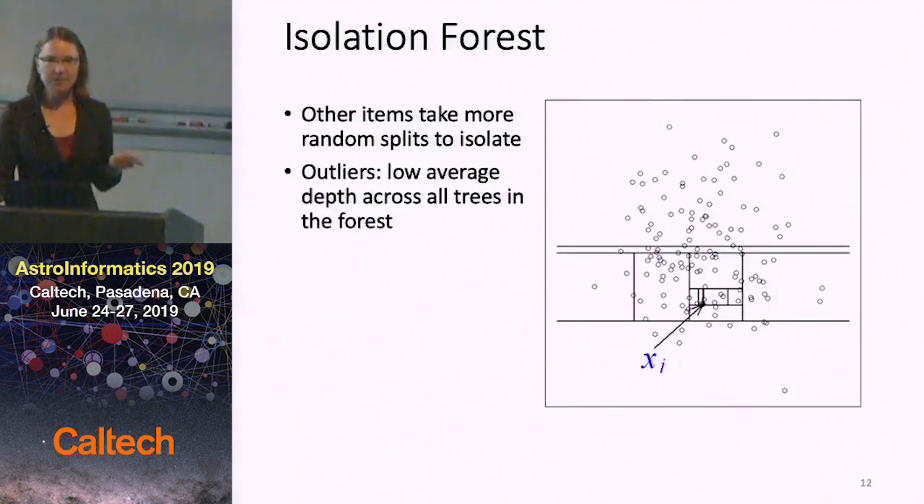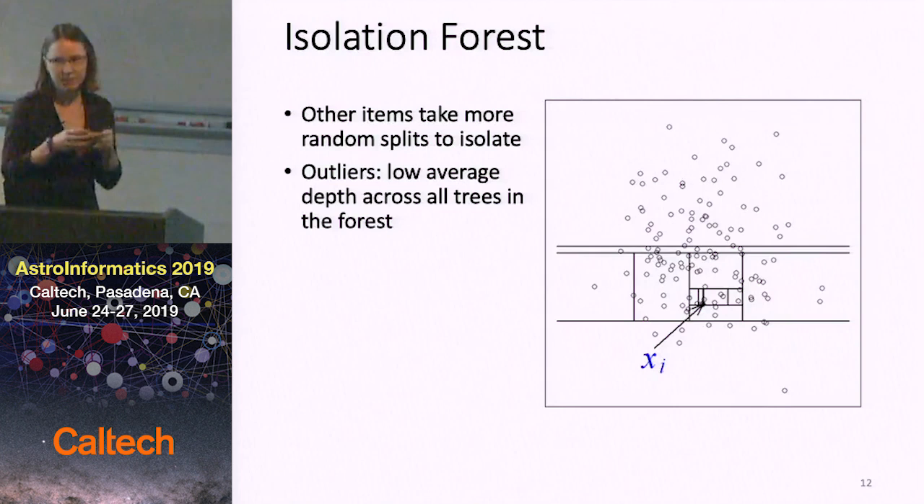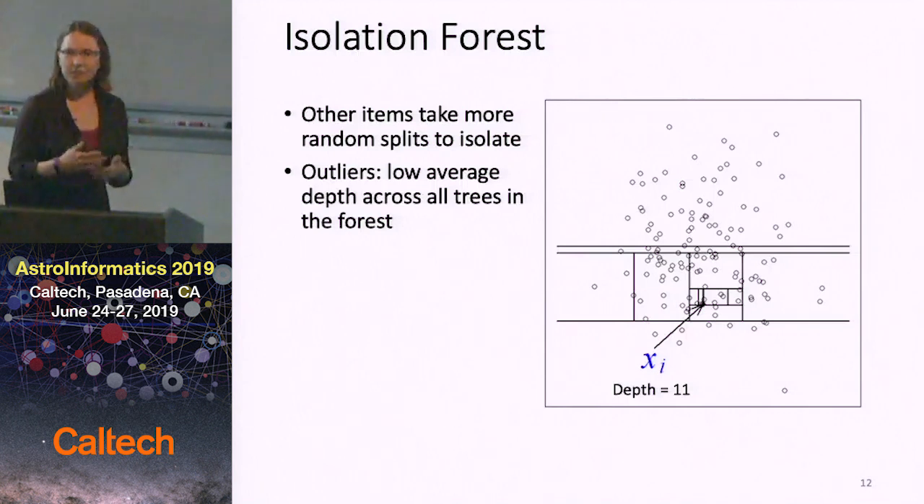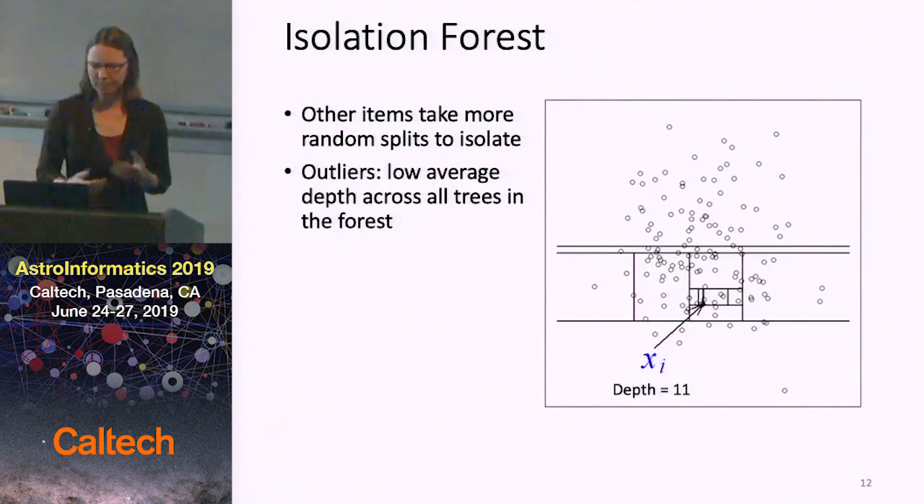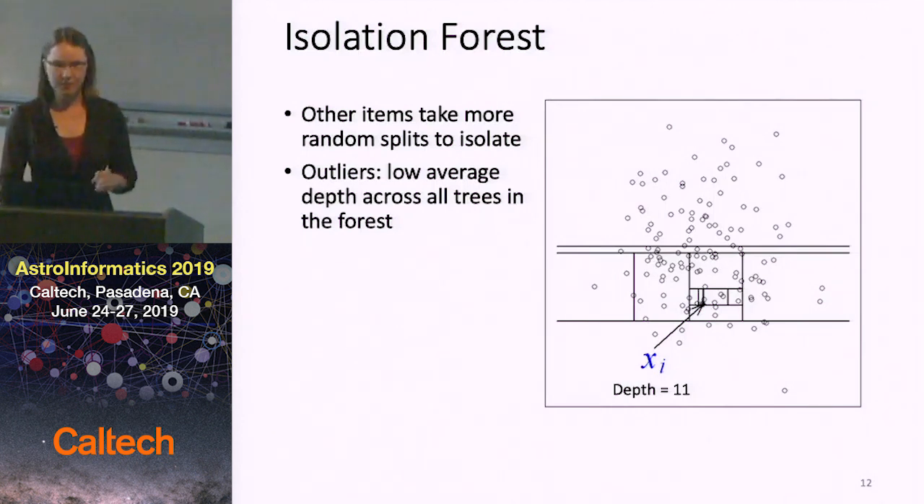But other items, such as this one, that's in the middle of that cloud, will on average likely take far more splits before it can ever be isolated because it's in a really dense region in the distribution. And here, in this case, it took 11 random splits, and each tree would give it a different number. So you can see how overall, hopefully, this is telling you which items are not representative of the whole data set. That's the brief intro to isolation forest.